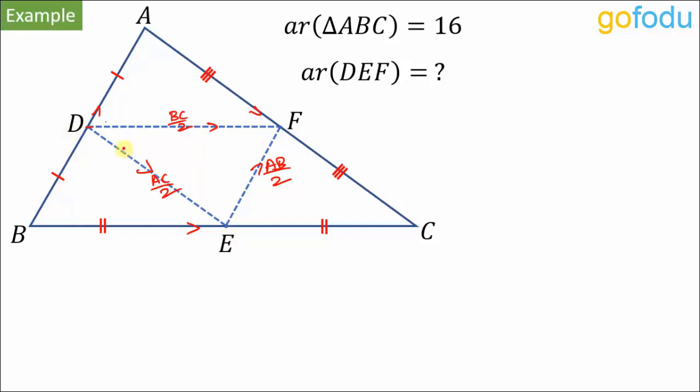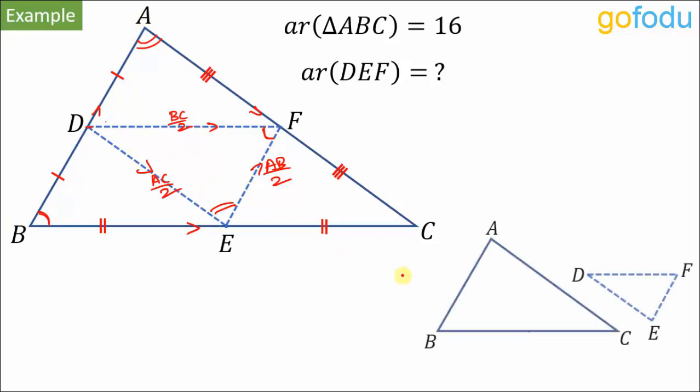And in a parallelogram, opposite angles are equal. So this angle B will be equal to this angle DFE. Similarly here, AD is parallel to FE and DE is parallel to AF. So this ADEF is also a parallelogram. So angle A will be equal to this opposite angle DEF. Now consider these two triangles ABC and DEF.